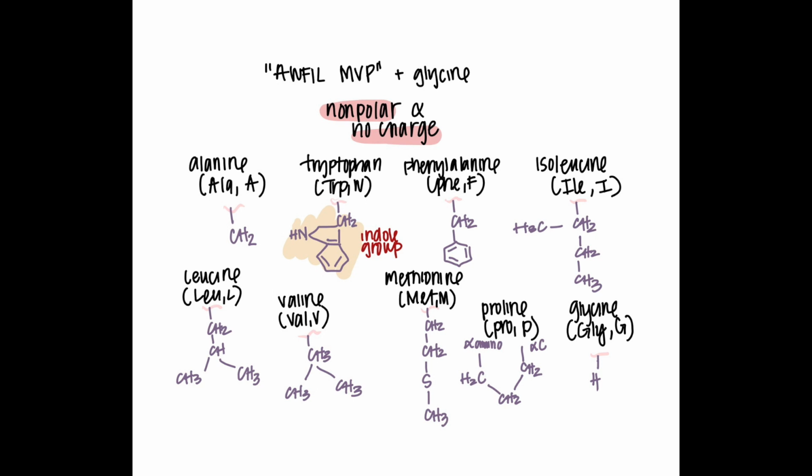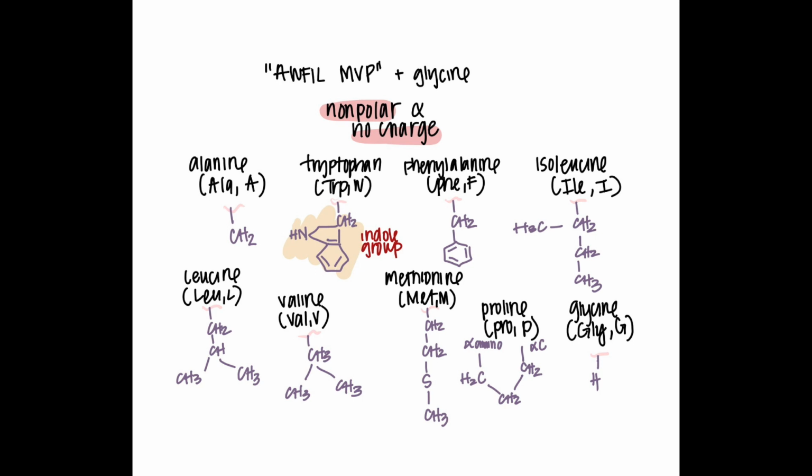I find that awful MVP is an easy term to remember. Just remember it's not a U, it's an I. After you write this down so many times, these acronyms kind of just stick. So I know they're a stretch, but they were really helpful. So again, they are nothing, they are not polar, and they are not charged. Glycine is just the one you have to remember, but again, its R group is just a hydrogen atom, so just remember to single that one out.